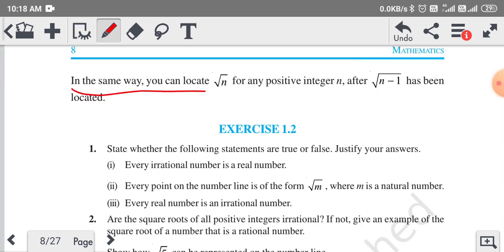In the same way you can locate root n for any positive integer n after root n minus 1 has been located.